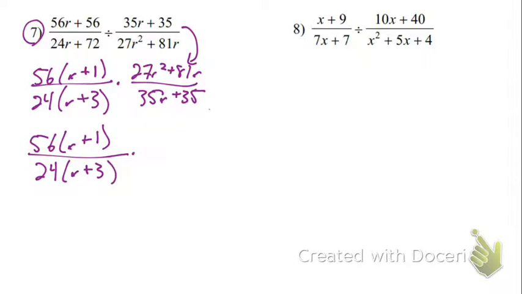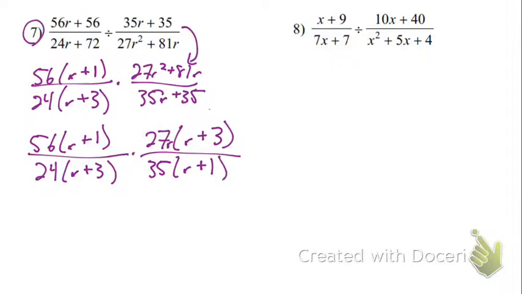And now I'm going to go ahead and factor. So I can take a 27r out, and I'm left with r plus 3. Then on bottom I can take out a 35 and I'm left with r plus 1. So, change my color here. r plus 3 is going. r plus 1 is going. And now I have to work, because technically I'm going to split it up like this. I have 56 times 27r over 24 times 35.